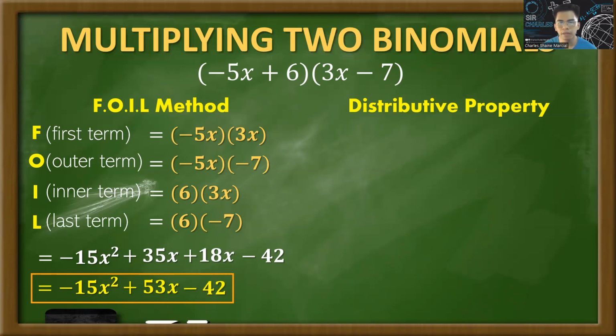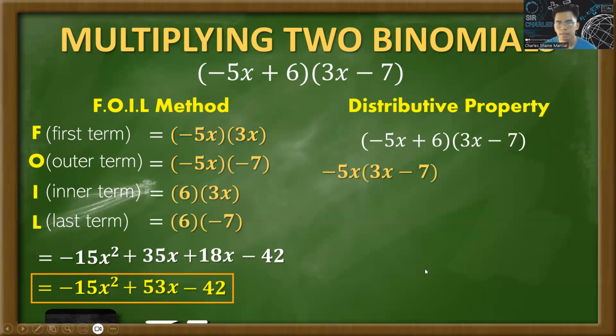Using the distributive property, again, sabi ko nga kanina, imumultiply lang natin itong kada monomial, itong first term, and itong second term ng first binomial dito sa second binomial natin. Multiply negative 5x times the quantity of 3x minus 7 and 6 times the quantity of 3x minus 7. So we have negative 5x times 3x. The answer is negative 15x squared.